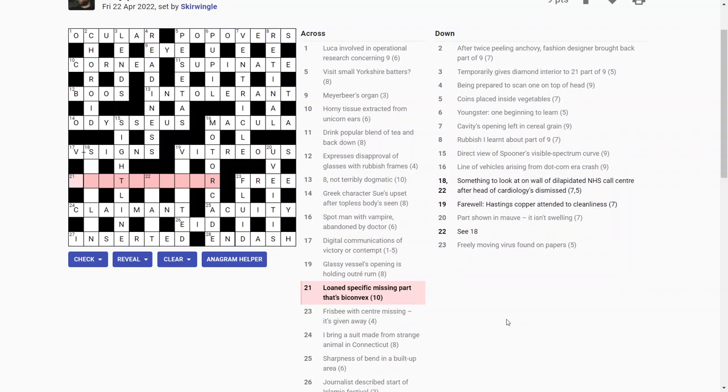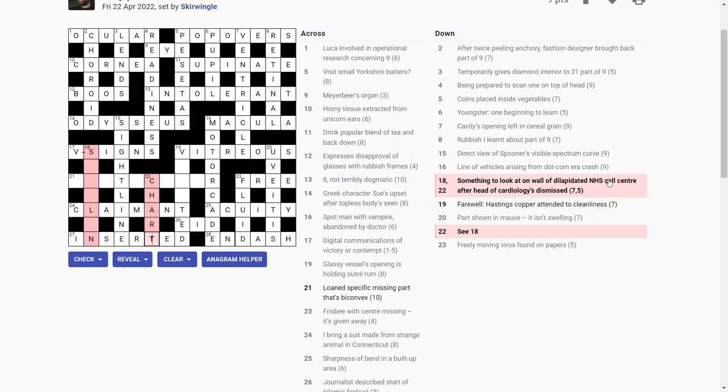A lone specific missing part that's biconvex. Oh, I think this is going to be another technical word to do with the eye. Ah, so here we got our thing to look at on the wall. Chart? Oh, what's the name of those things you get in the optician where you read out the letters as it gets smaller and smaller? I bet that's what it is, because that's to do with seeing, isn't it? Something chart.